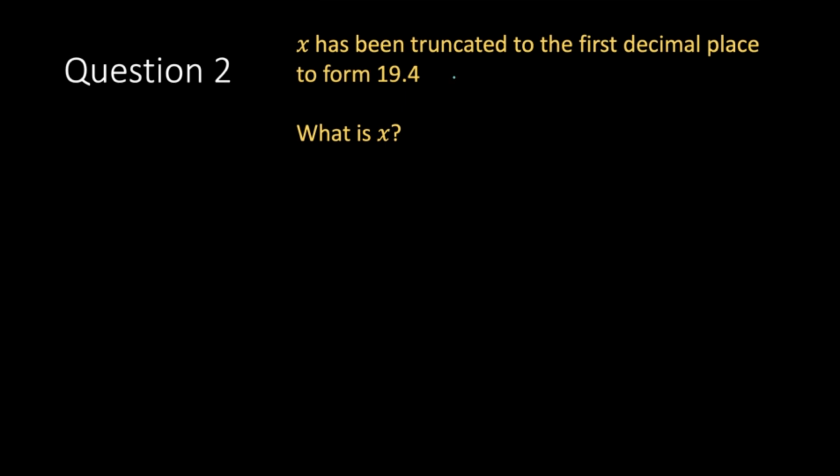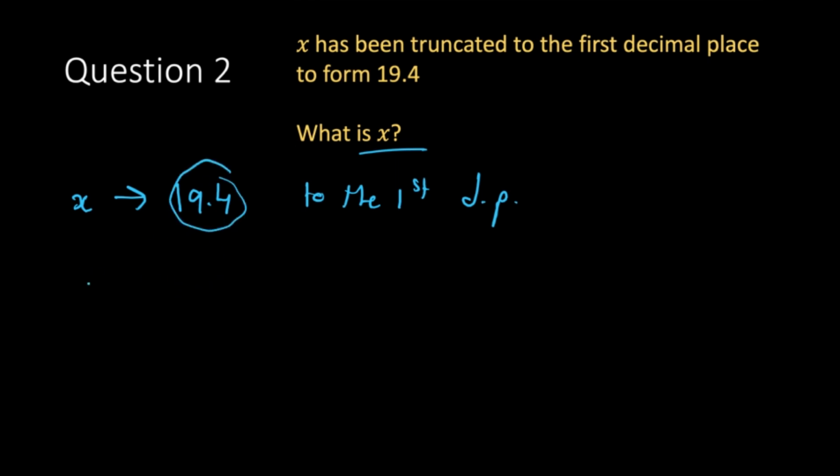Now for question 2, x has been truncated to the first decimal place to form 19.4. What is x? So of course x would be a range, because it's not just one number that can be truncated to 19.4, it's many of them. So to find this range, you write the number itself that has been truncated, and then you find the maximum value which wouldn't be included. So this would be a whole unit greater.